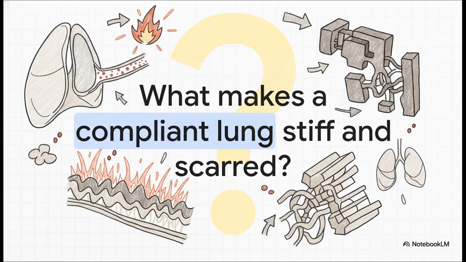We really need to zoom in and look at what happens specifically in the interstitial space, that super delicate, crucial area right between the alveolar epithelium and the capillary endothelium. We're going to see exactly why an inflammatory trigger right there leads to such irreversible architectural destruction.